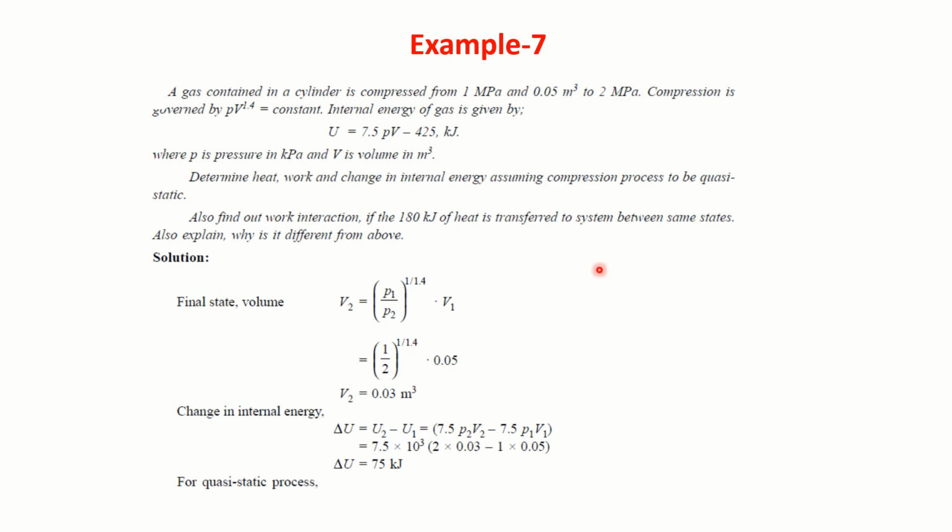Now, as I explained earlier, P1 V1 to the power of 1.4 is equal to P2 V2 to the power of 1.4. Using that relationship, we can calculate V2 final. So, U1 is 7.5 P1 V1 minus 425. U2 is 7.5 P2 V2 minus 425. Subtract one from the other, and you will get delta U; substitute the value of V2, and you will get delta U.